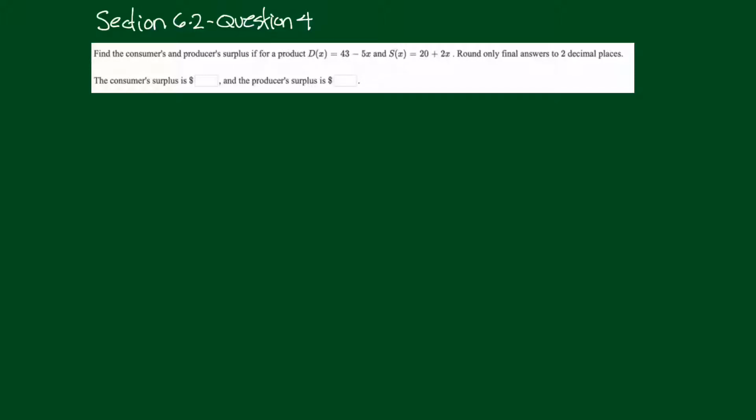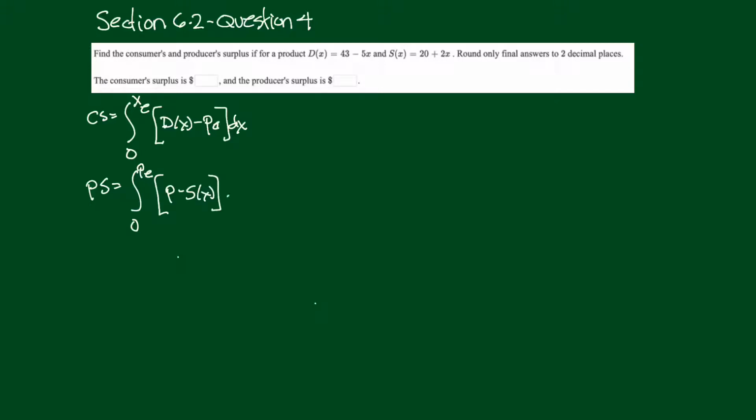So what we'll start with is getting the formulas for both of these. For the consumer surplus, that's given by this definite integral. We're going to go from 0 to x sub e of the demand function minus the equilibrium price, dx. And for the producer surplus, we're going to use this definite integral, 0 to p sub e, the equilibrium price, of the equilibrium price minus the supply function.